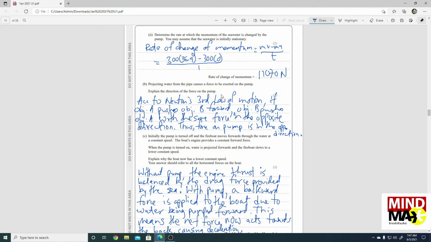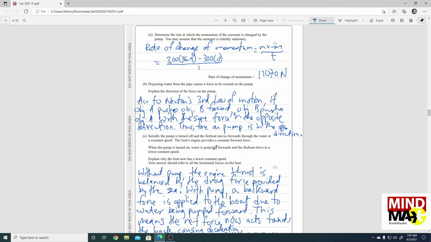So if the pipe is applying a force, the water is being pushed out by the pump. That means the pump is pushing the water forward. And when the pump pushes the water forward, the water automatically pushes the pump backwards according to Newton's third law of motion. So that is what's been talked about here.